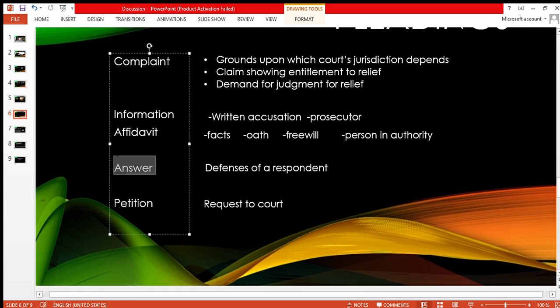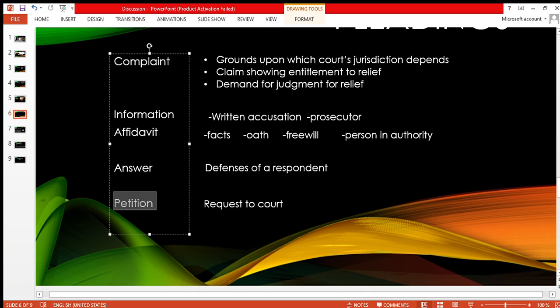After answering, okay, and then losing the case, a petition may be filed. A petition is actually a written request to the court to perform something, to allow something. For example, we have what we call a petition for mandamus, petition for certiorari. Petition for certiorari under Rule 45 or 65 of the remedial law, okay, is a request before the court to review the decision of the lower court. So you are requesting the higher court to review the decision rendered by the lower court.